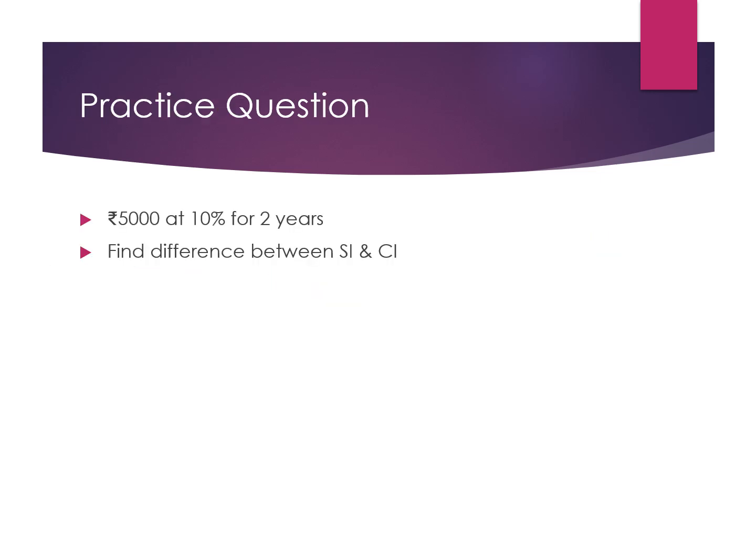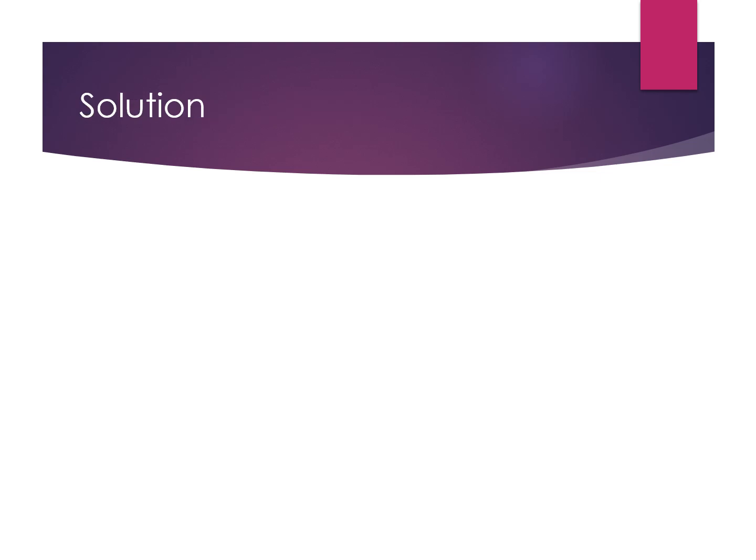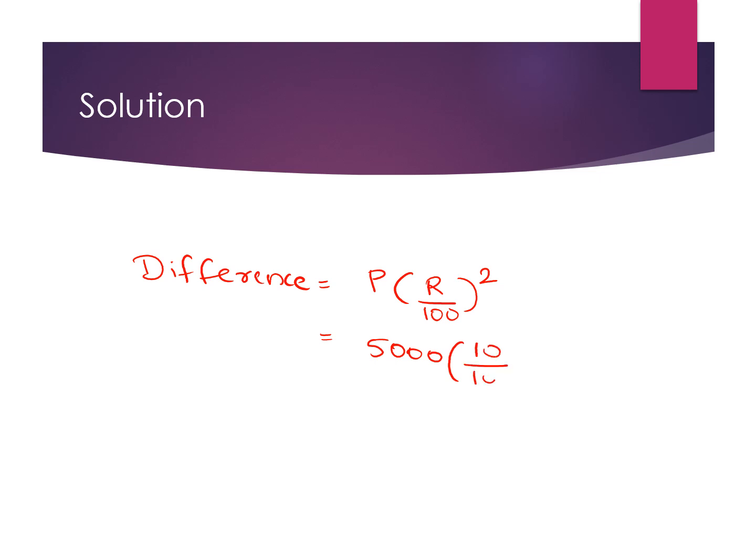Now let's see a practice question. Rupees 5,000 is invested at 10% for 2 years. Find the difference between simple interest and compound interest. So the difference is equal to P into R by 100 whole square, which is 5,000 into 10 by 100 whole square, that is rupees 50. This is the difference.